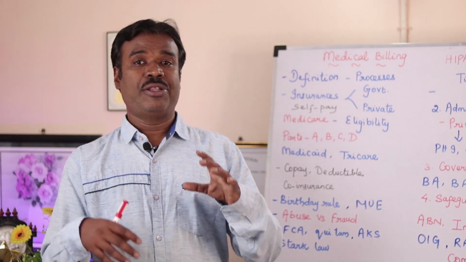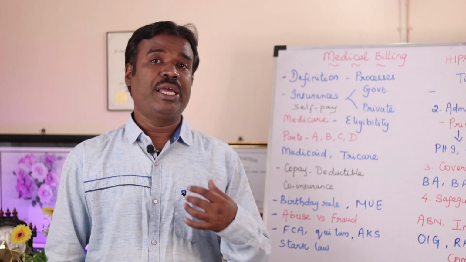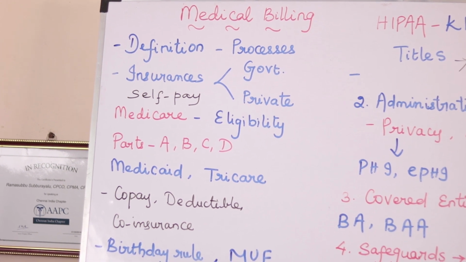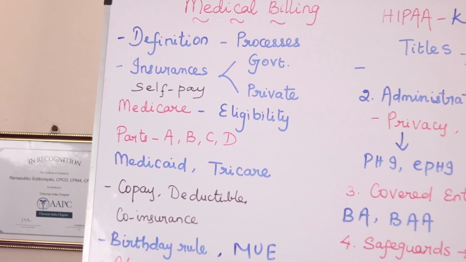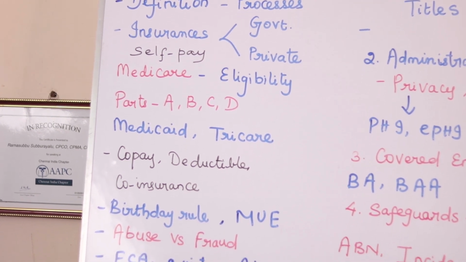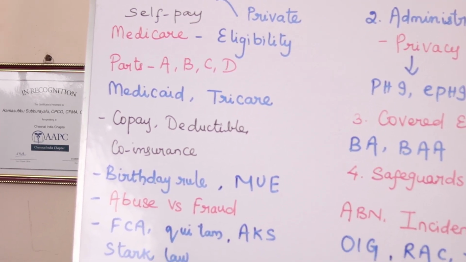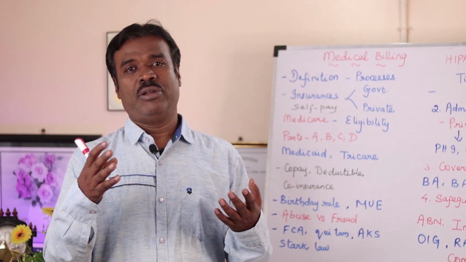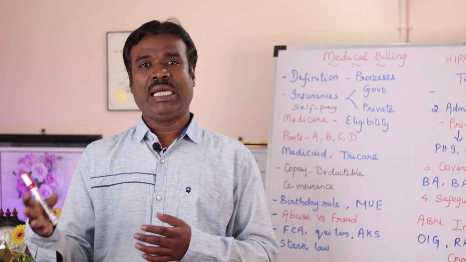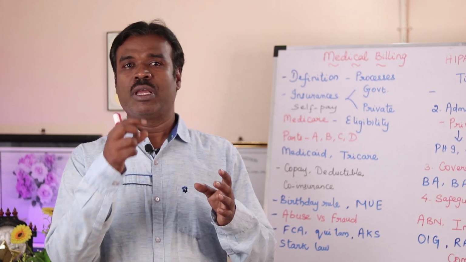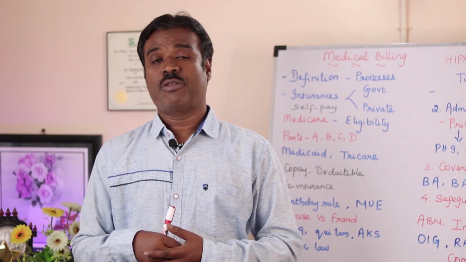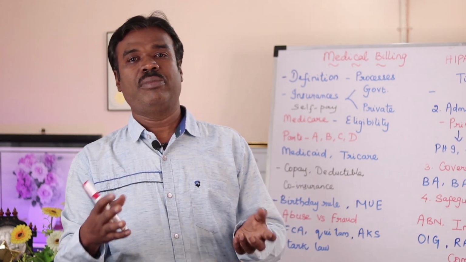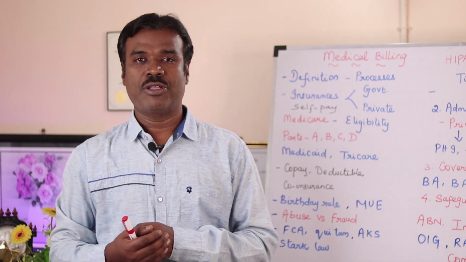Here you need to know there is a rule called the birthday rule that comes into effect. Whichever birth month comes first in the calendar year, say the father was born in February 1978 and the mother was born in March 1980. February comes in front of March. So the father's insurance becomes primary. This is called the birthday rule. The birthday rule helps you establish which comes as primary and which comes as secondary.